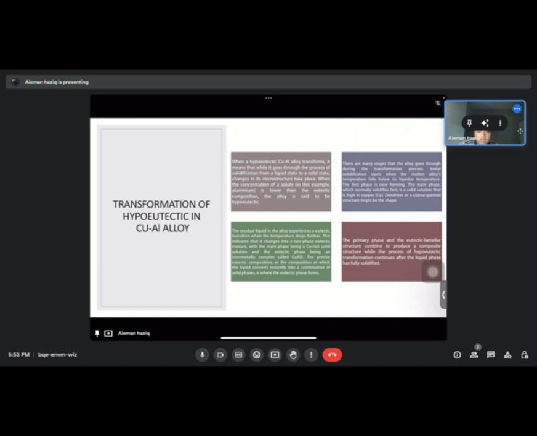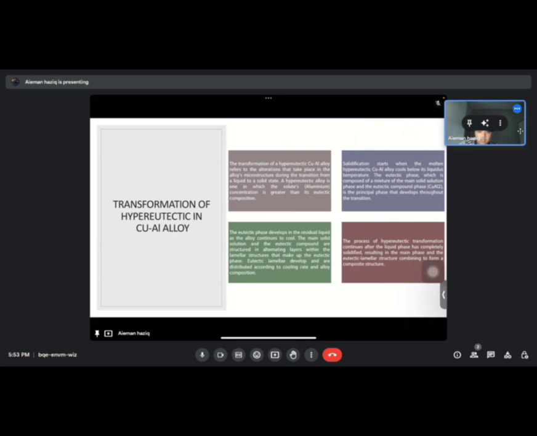And next, last, after a liquid phase has completely solidified, the eutectic lamellar structure and the primary phase merge to create a composite structure as the hypoeutectic transformation process proceeds. Okay, now let's move on to the microstructure and the cooling curve at this selected percentage weightage.